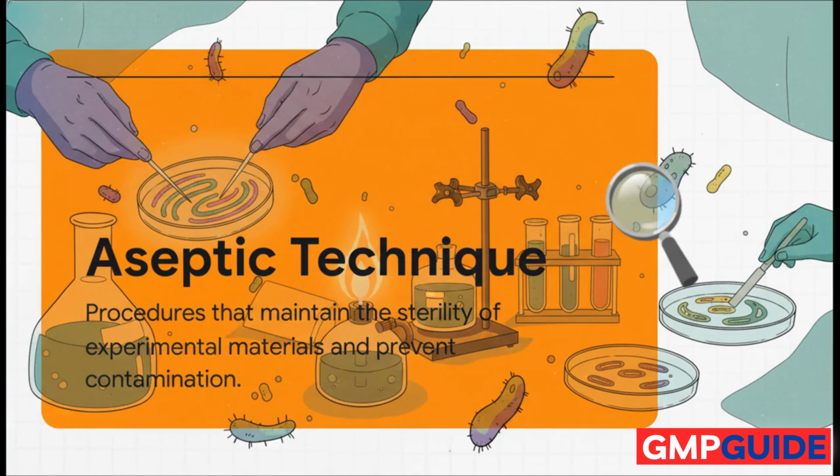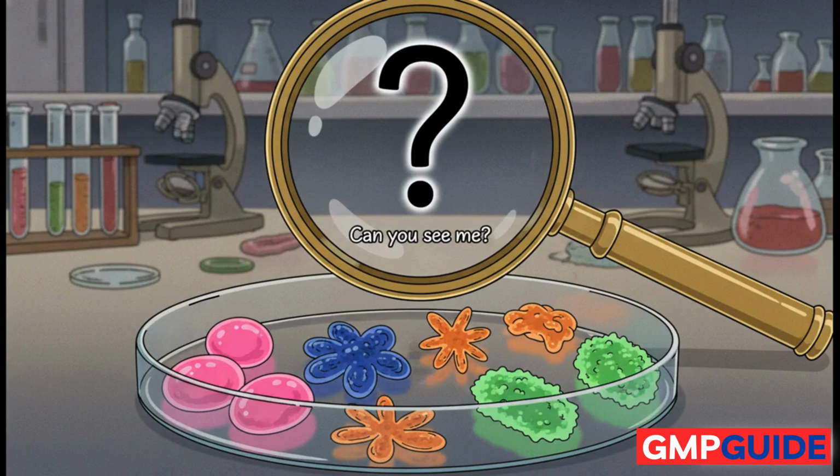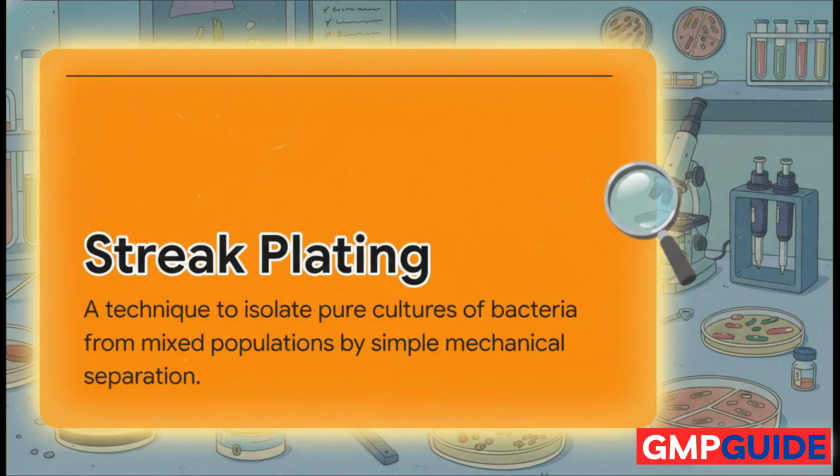It all starts with something called aseptic technique. Basically, it's about keeping everything perfectly sterile. The first big goal is usually isolation. You gotta separate one type of microbe from all the others. And one of the most fundamental ways to do that is with something called streak plating.